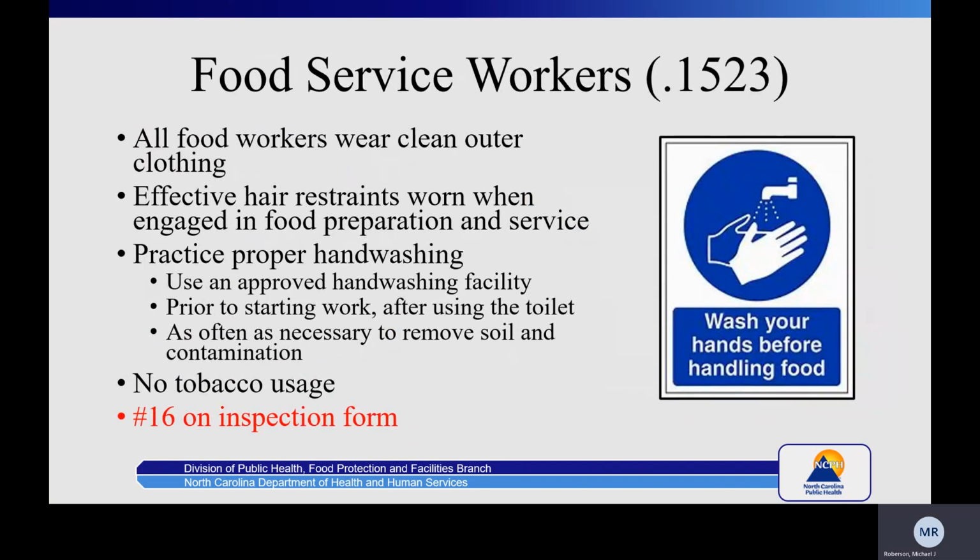So let's talk about food service workers under Rule 1523. All food workers need to wear clean outer clothing. They need to wear effective hair restraints when engaged in food preparation and service. They should practice proper hand washing by using an approved hand washing facility, washing their hands prior to starting work, after using the toilet, and as often as necessary to remove soil and contamination. They also are not allowed to use any tobacco products while engaged in food preparation and service. That is going to be addressed under number 16 on the inspection form.